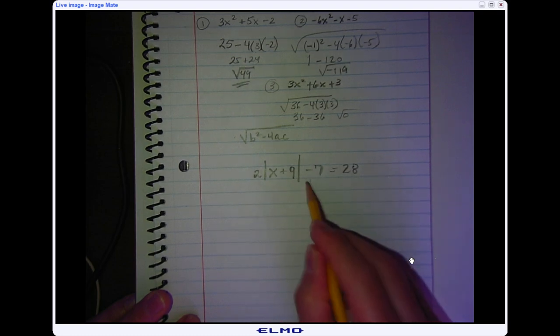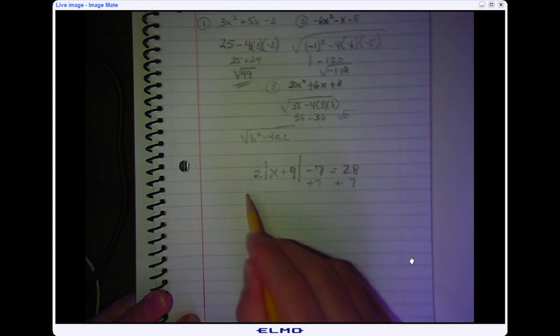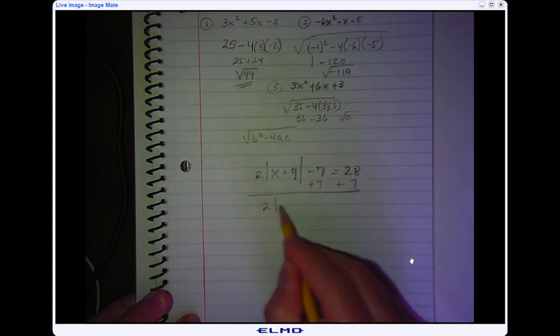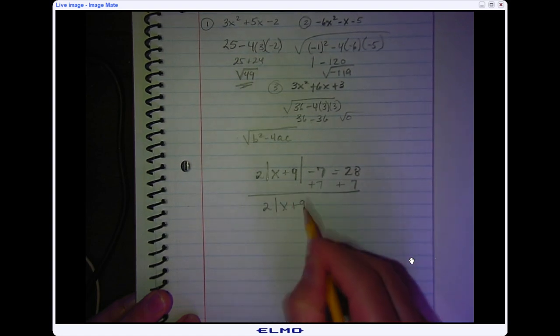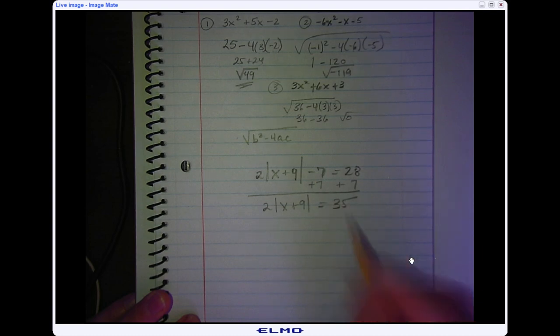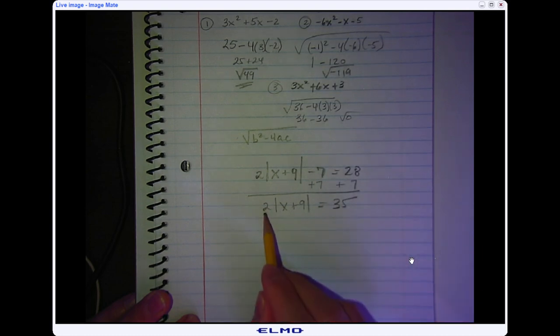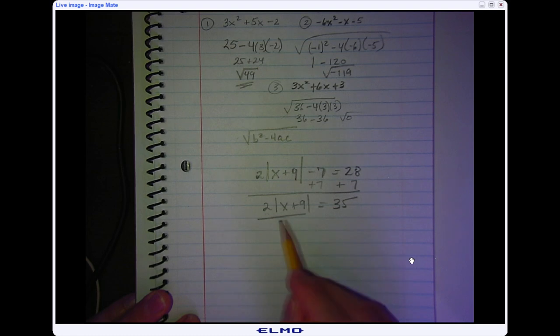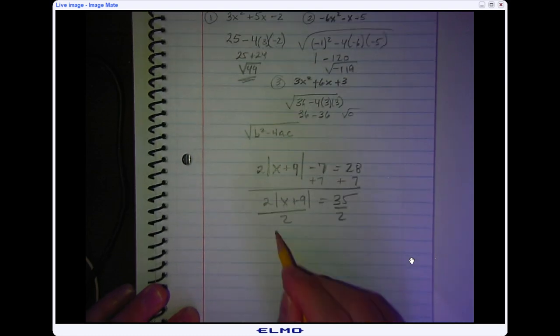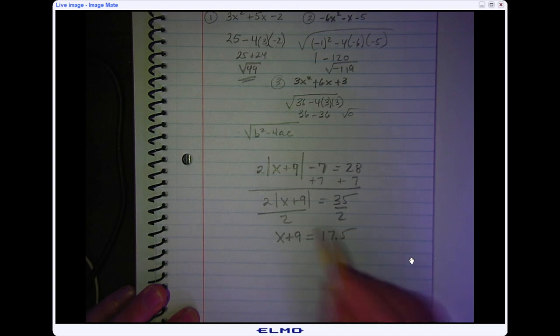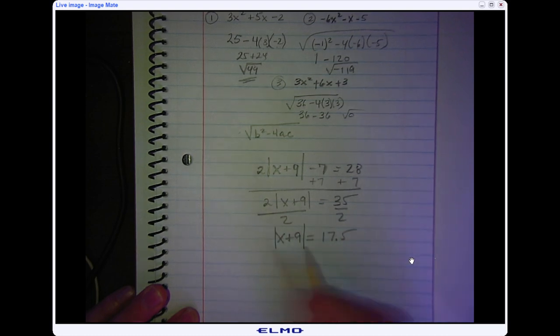So the first thing I would do in this particular question is add 7 to both sides. So now I have 2 times the absolute value of x plus 9 equals 35. Now I want to get rid of this 2. Since I'm multiplying by 2, I'm going to divide both sides by 2. So now I have the absolute value of x plus 9 equals 17.5. Now this is still the absolute value.